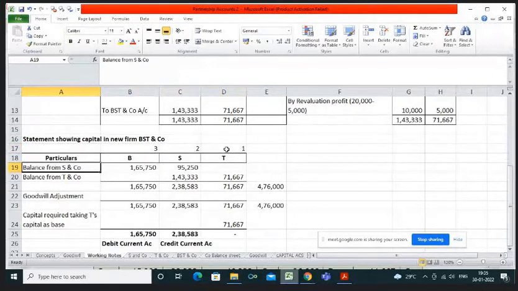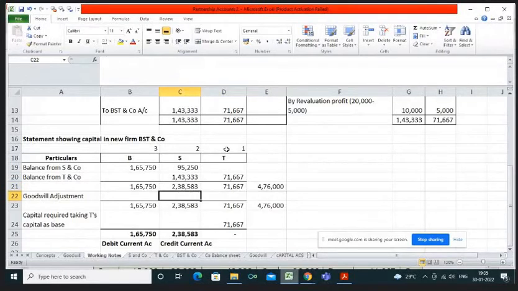What we have to do is bring the balance from S and Co. In S and Co, the revised capital balance of B was 165,750. S was 95,250. Then from T and Co, S had 143,333. T had 71,667. So what is the sum total? 165,750, 238,583, 71,667. The sum total of capital is 4,76,000.